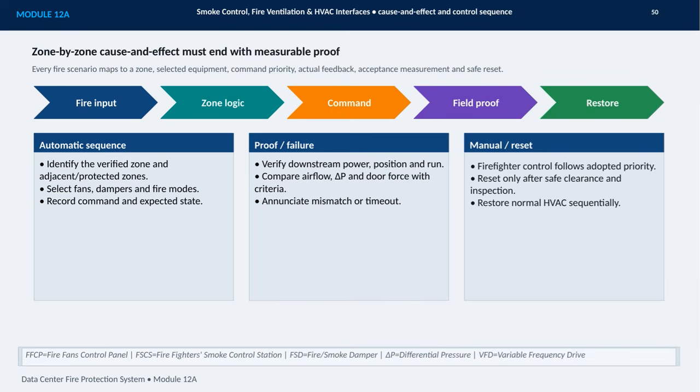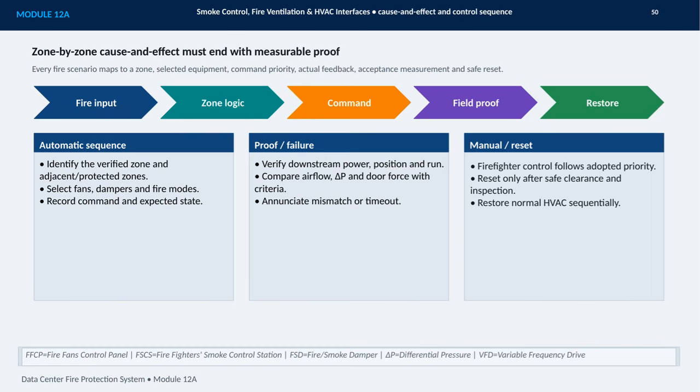The next step is field proof. We verify downstream power, damper position, and fan operation, then compare actual airflow, differential pressure, and door force against the acceptance criteria. Any mismatch or timeout must be enunciated clearly, so an incomplete response is not mistaken for a successful one. Finally, firefighter control follows the adopted priority.